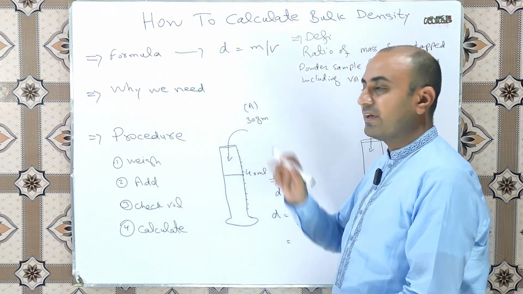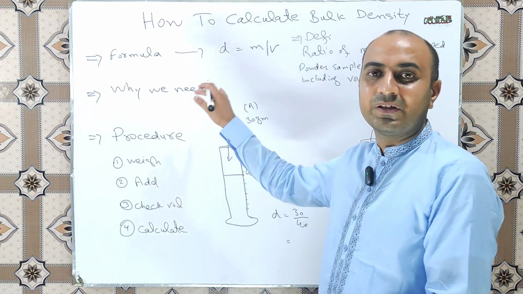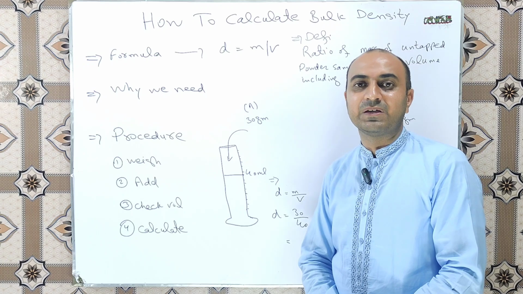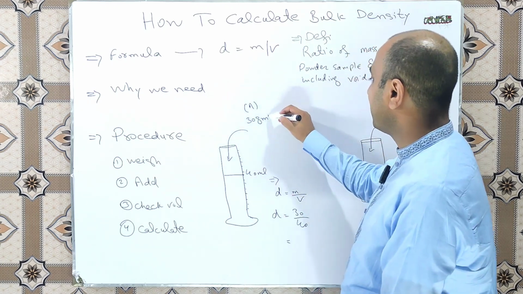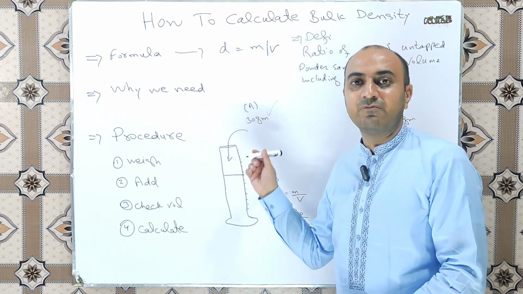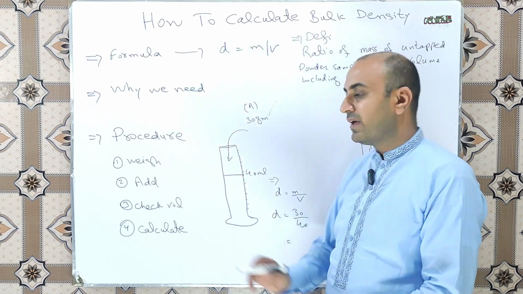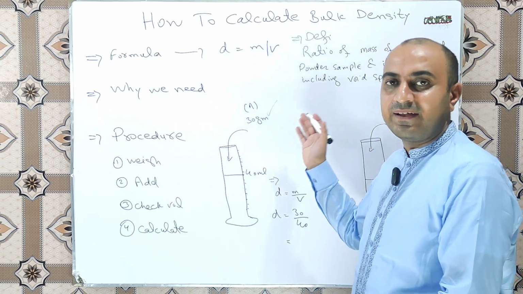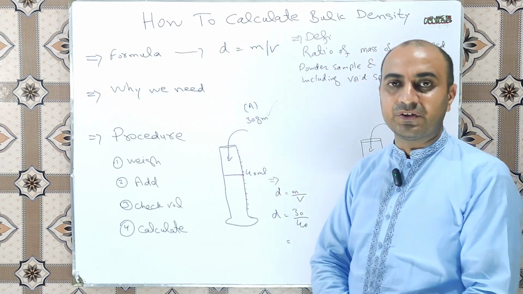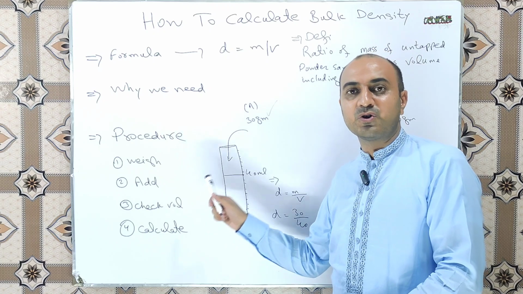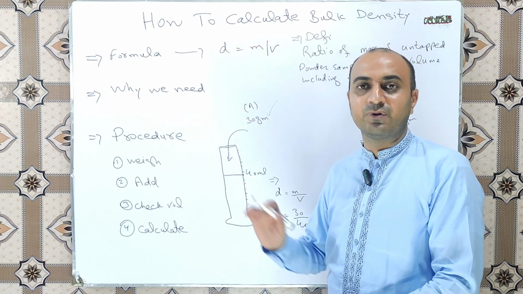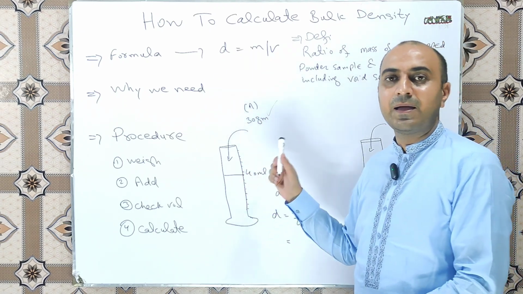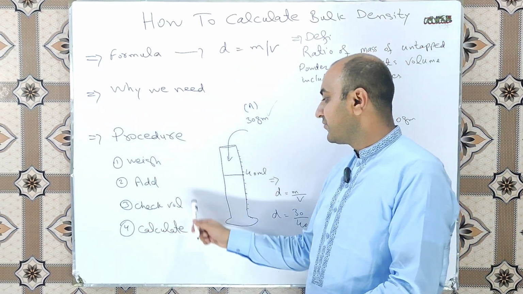In simple words, we take a sample. Suppose we have a material A, we take its specific quantity and check its mass, meaning we weigh it. Suppose its weight is 30 gram. Then we add this 30 gram material in a measuring cylinder. It is step 2. And after adding this material into the measuring cylinder, we will not tap or shake our measuring cylinder. We will check the volume occupied by this sample in the measuring cylinder, and it is step 3.